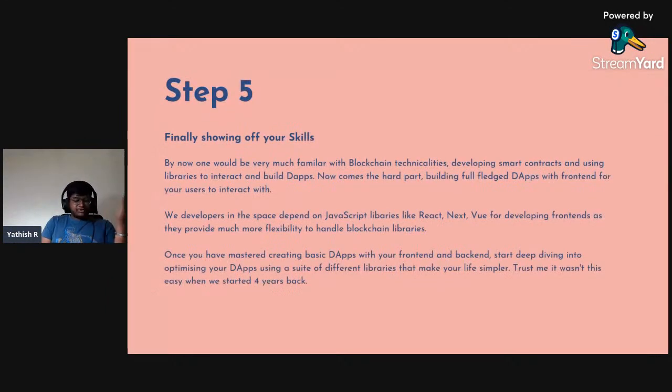So the next step, step five, is finally showing off your skills. This is when, after you have learned all your libraries and tools, you show off your skills. That is basically building user-facing applications using front-end technologies. We use front-end technologies like React, Next, and Vue, which are the best ones because it's usually easy for us to interact with the libraries which are in JavaScript. So you can use these as your tools.